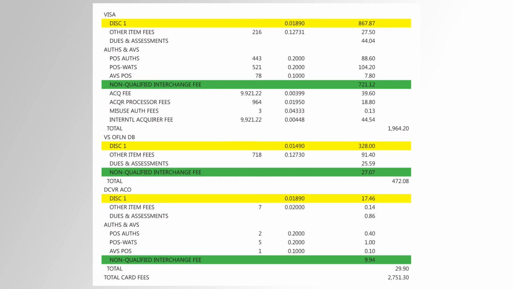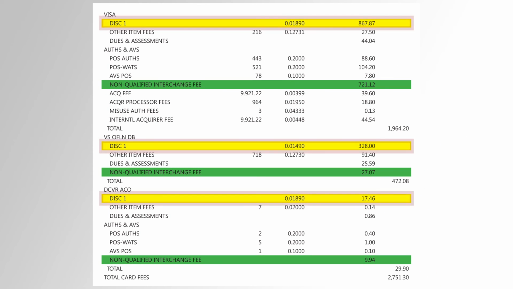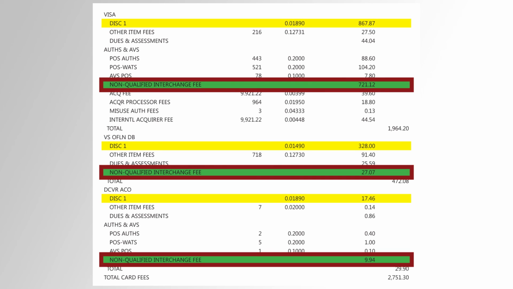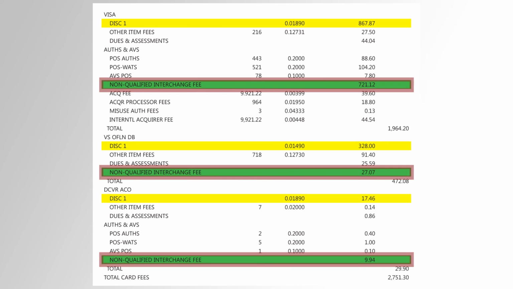Notice for each card type there is a Disc 1 line in yellow. Here it is showing the qualified discount rate the merchant is charged for all qualified transactions. Please note, there is a different rate for offline debit than normal credit cards, which is normal for ERR. In green, you can see the non-qualified interchange fee. Notice there is no dollar amount or transactions indicated, just the total fees charged.